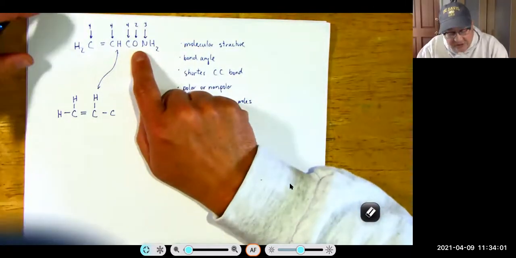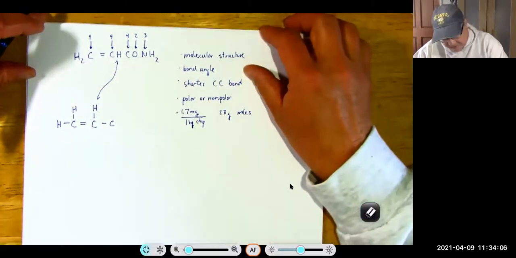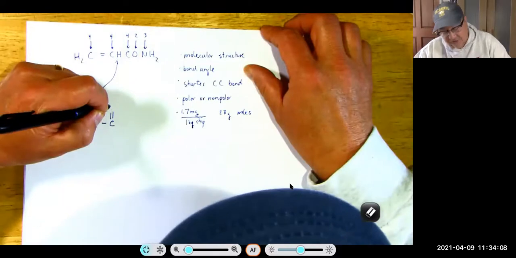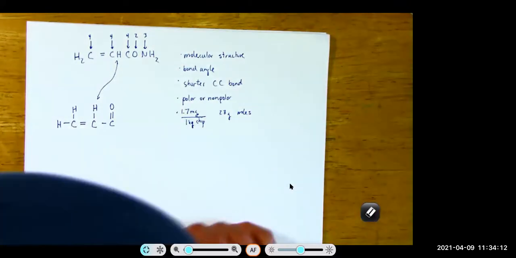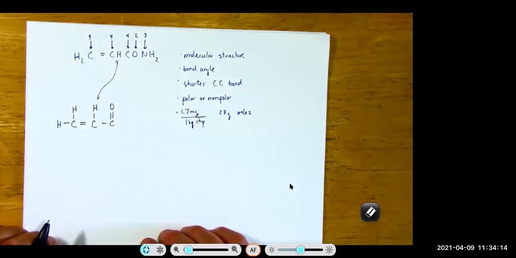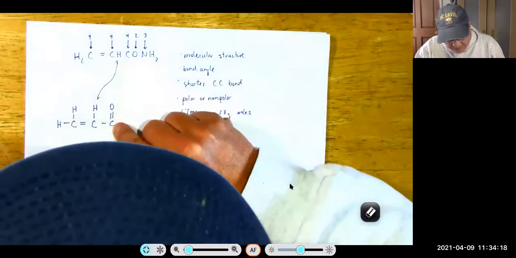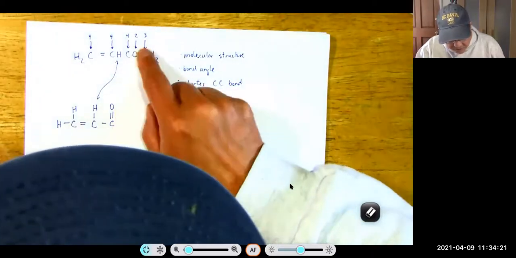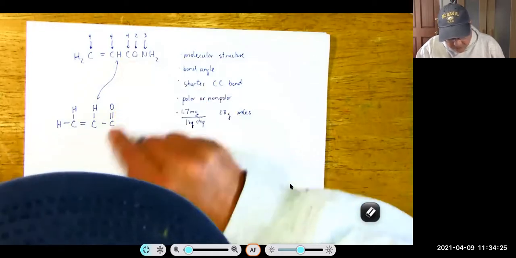Whenever you see a CO, it should jump out at you and say, that's a double bond. So that's a little trick I'm giving to you. If you see a CO, you should think double bond. Okay, so if that oxygen is double bonded to that carbon, we know oxygen likes to make 2 bonds, so there's 2. We know carbon likes 4, so I see 3.